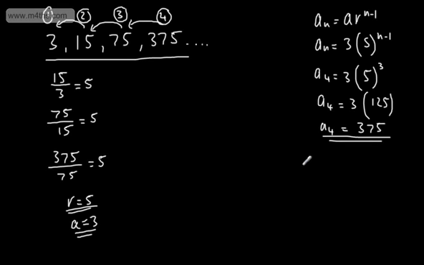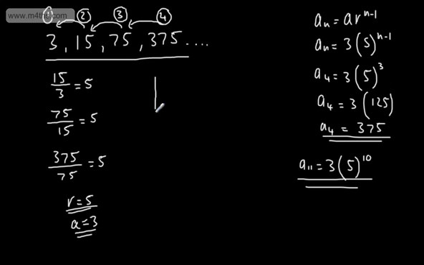So again, if I wanted the 11th term, A sub 11 would be equal to 3 multiplied by 5 to the power of 10, and we would just go ahead and evaluate that. So when we're looking to find the ratio, we simply divide backwards. We divide the second term by the first, the third, and we confirm. Don't just do the first one and rely on it.